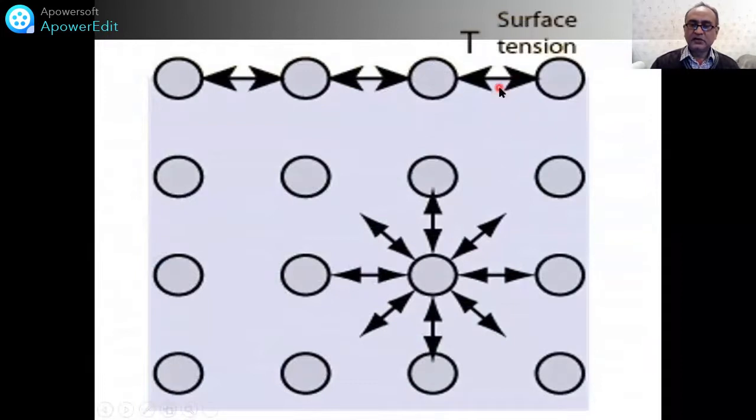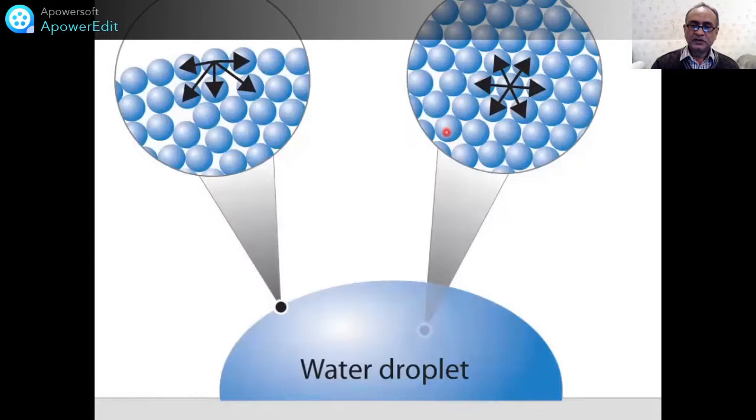These arrows are showing that these molecules are being tensed just to overcome the downward pull. See this one, the bulk molecule. All the forces are balanced. Left, this, right, this, and that. But here the surface molecules are being pulled downward. This is the surface molecule. Unbalanced forces are acting at the surface molecules. Balanced forces are acting over here.